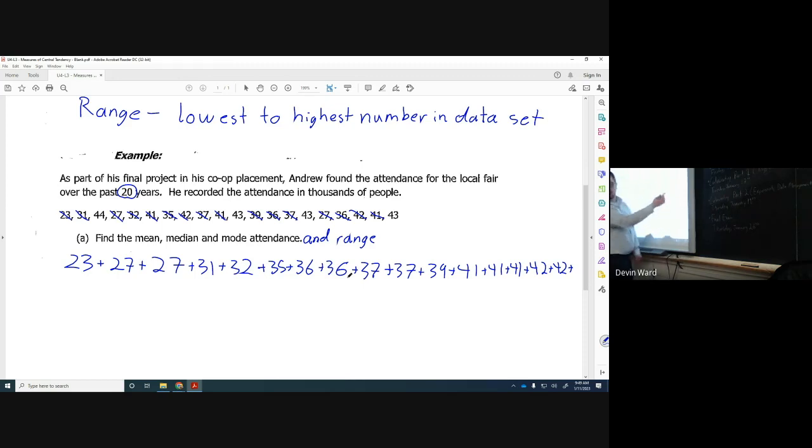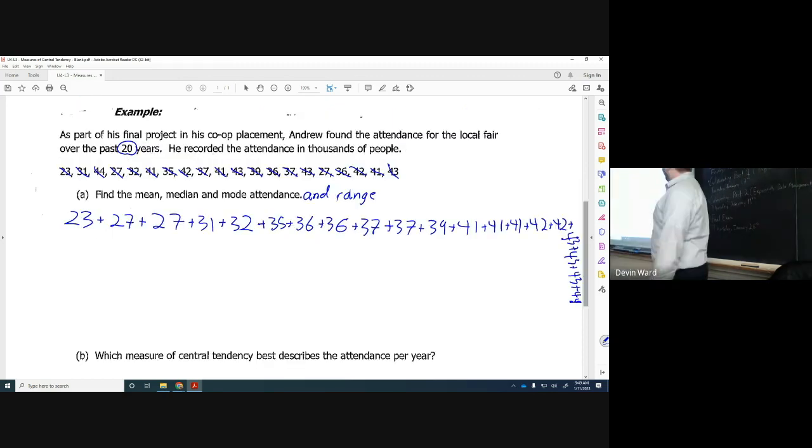Just start writing them down. Plus 43. Sorry, I'll move all the way in a minute. 43, 43, and that's 43. Okay, so sorry, I had to curl it at the end just to keep it going.